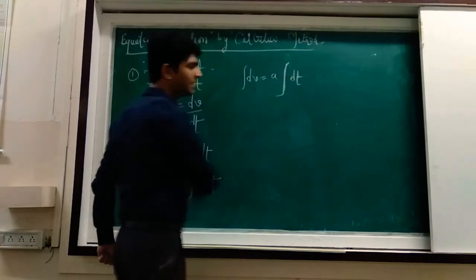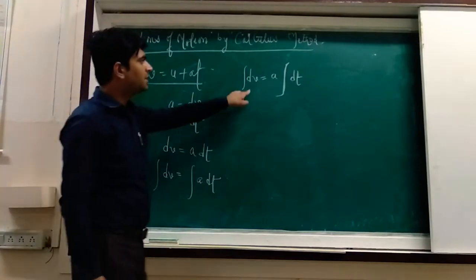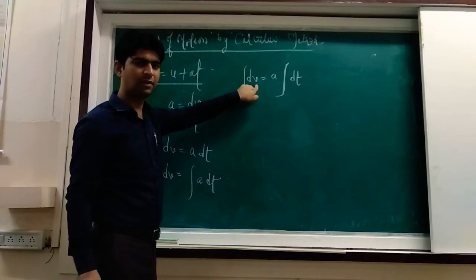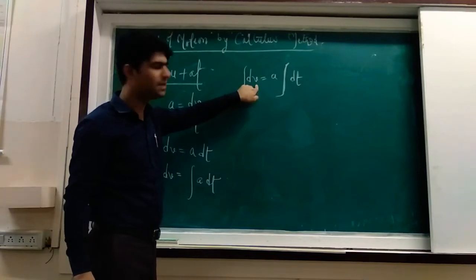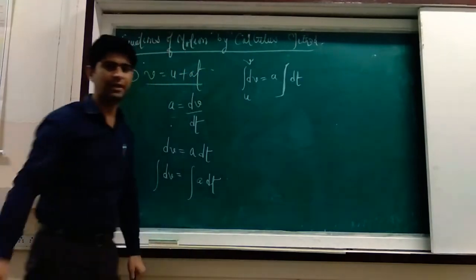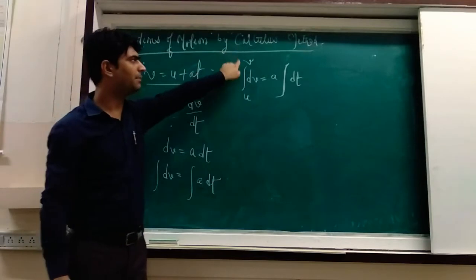This is the symbol for integration. Now we have to put in the limits. I have already taken that the velocity will change from U to V. U is the initial velocity and V will be the final velocity. So this will be U and this will be V. That means the velocity is changing from U to V. Lower limit is U, upper limit is V.